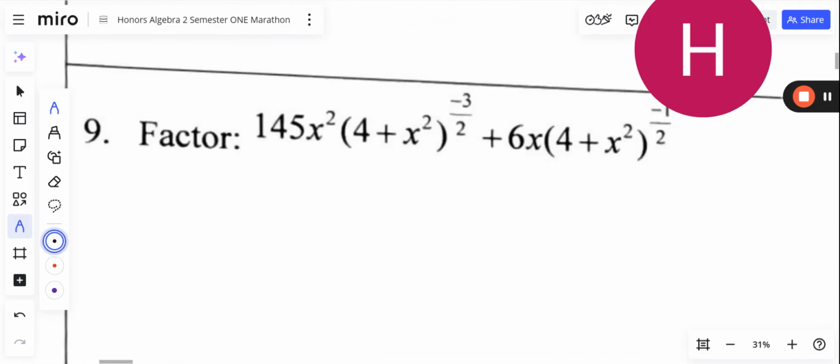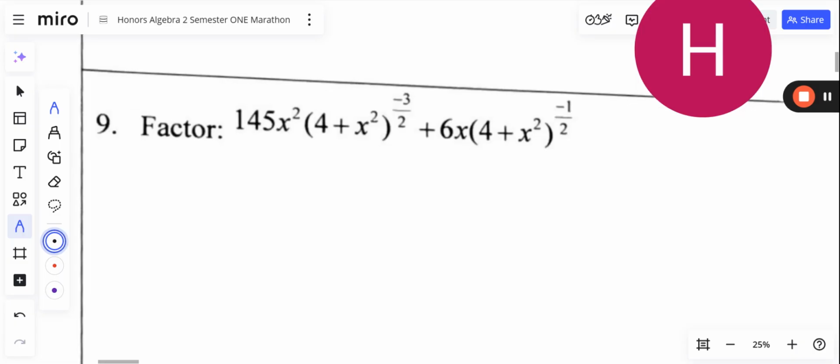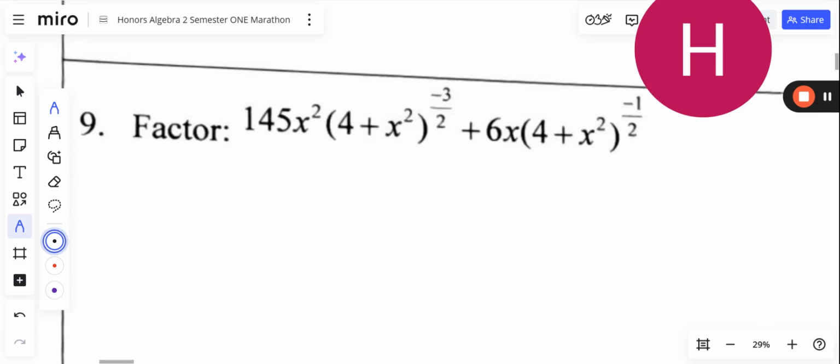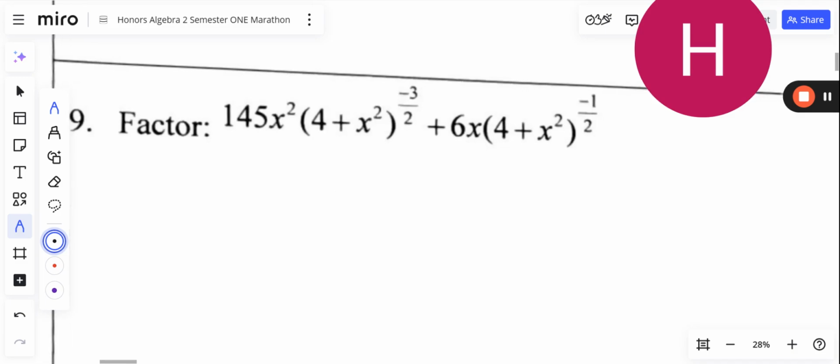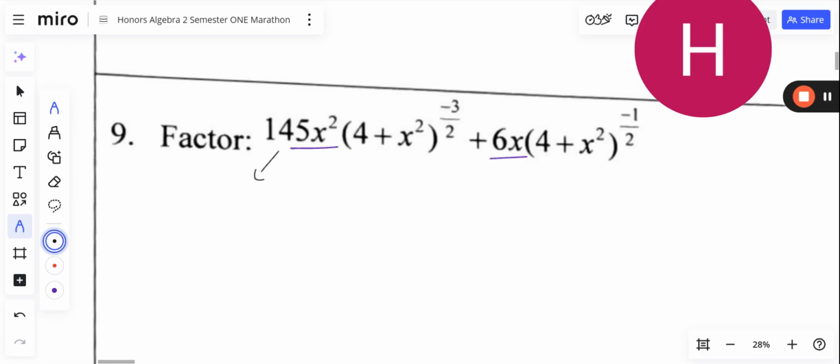There we go. Number 9, aha, some more tricky business. So number 9 is a little bit tricky. Of course, we see that there's a common factor here of x and x, and it's possible that maybe a number comes out as well. Well, 145, this is simply 5 times 29. It's prime, those don't break down anymore, and this is just simply 2 times 3 for the 6. So no common factors as far as numbers go.